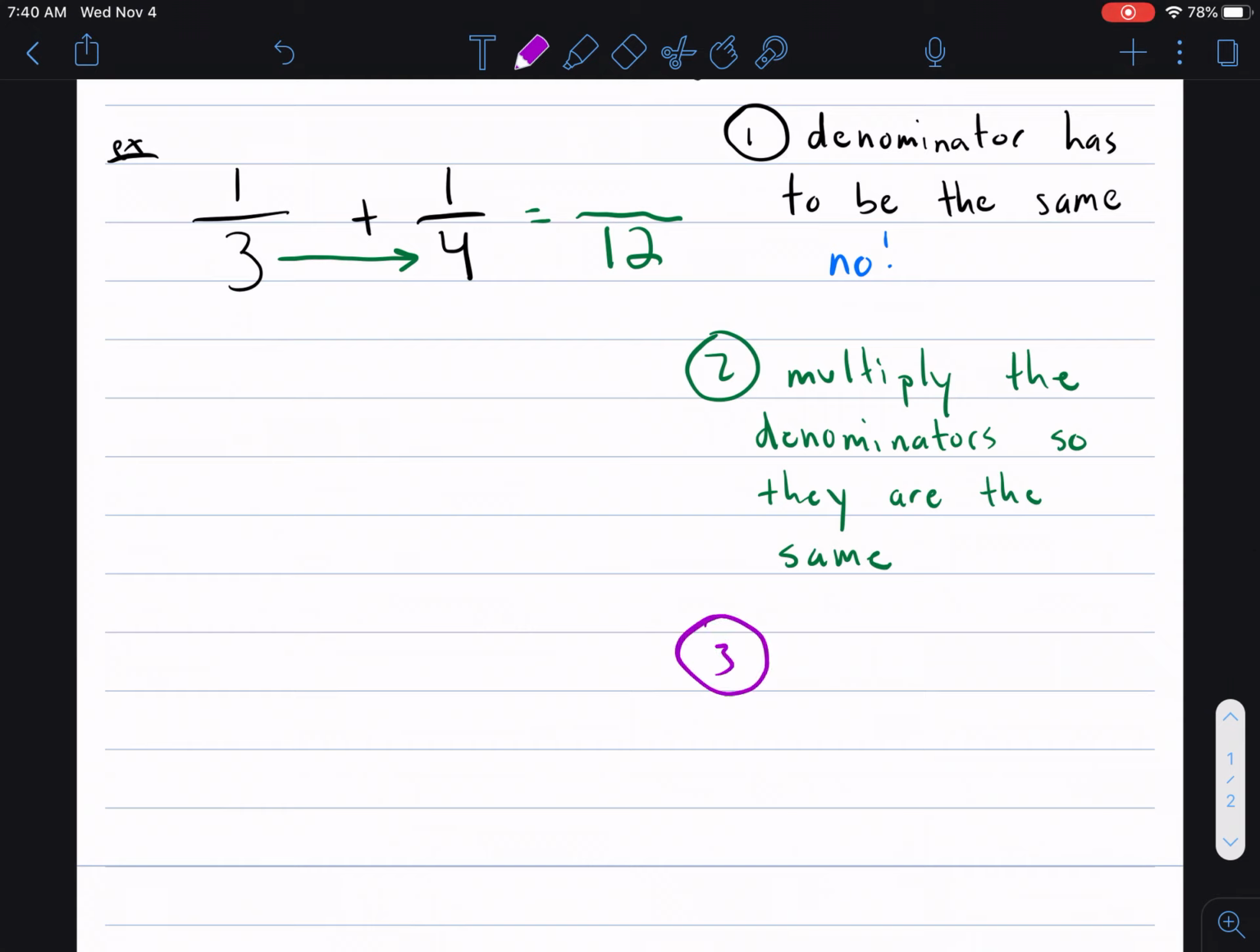Next, we're going to cross multiply. Vamos a multiplicar cruzando. So here, 3 times 1. What is 3 times 1? 3 times 1 is 3. And 1 times 4. What is 1 times 4? 4.